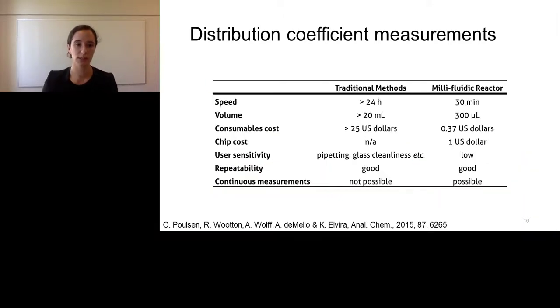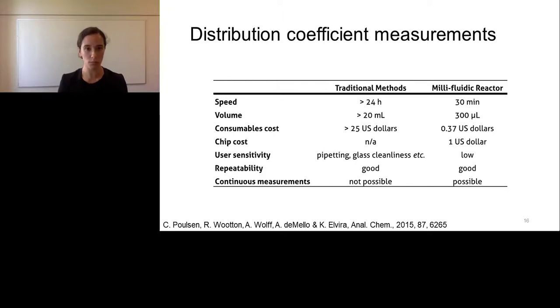So to summarize this section right now, we compared the traditional method, so your shake flask method, with what we called our mini-fluidic reactor in several different categories, if you will. The first one was the speed of the total experiment. Traditionally, we would do that for 24 hours to make sure you get full phase separation of the water and oil phases, so you can quantify how much drug is in each phase. But in our mini-fluidic reactor, we only have to wait for 30 minutes. The whole experiment effectively took 30 minutes.